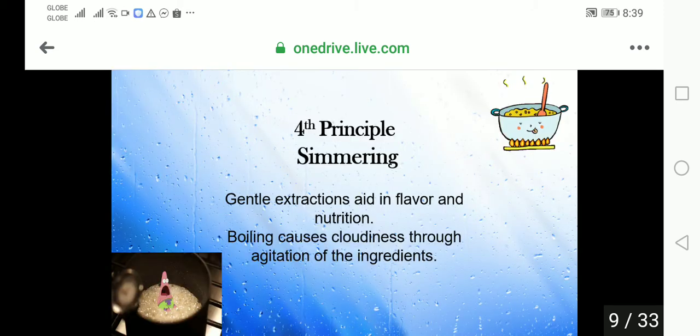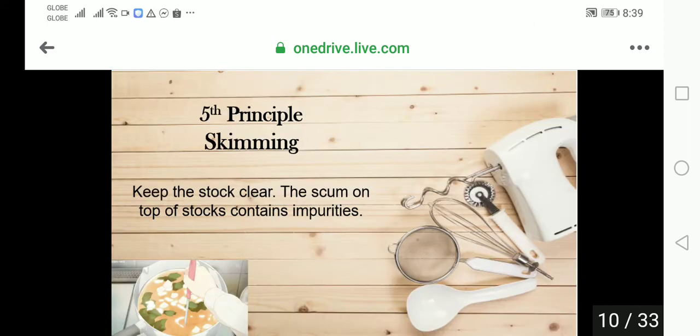The fourth one is simmering. It is a slow heat for you to be able to reach a good quality of stock. So simmer every ingredient. Next, skimming. It is the proper way of removing the scum from the stock. The scum is the bubbles on the surface of the stock.